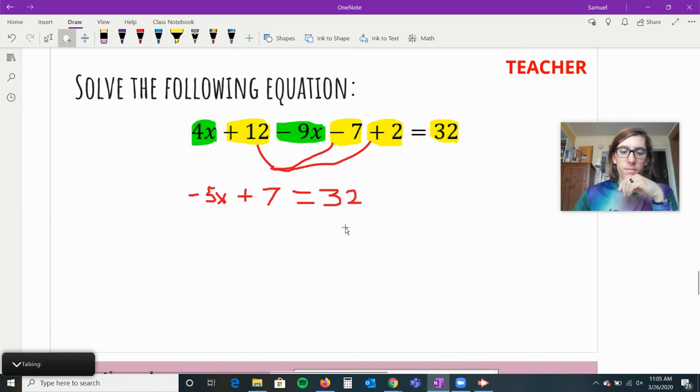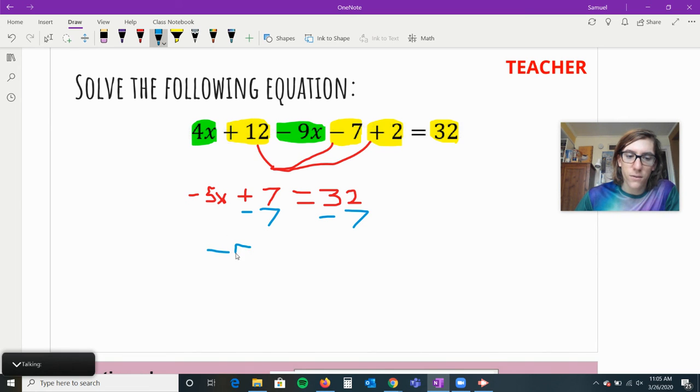Okay, so now I just go ahead and solve the two-step equation. Opposite of adding 7 would be subtracting 7. Do that to both sides. 7 minus 7 is 0. So now I have negative 5x equal to, take away 2 would make it 30, and then 5 more would make it 25.